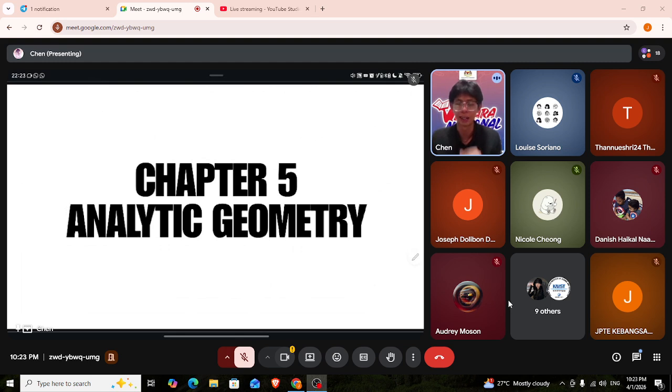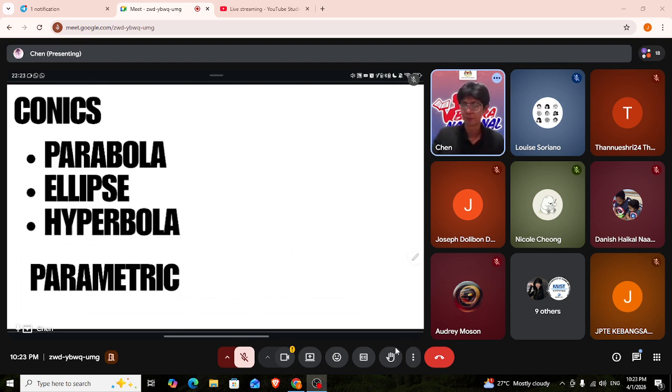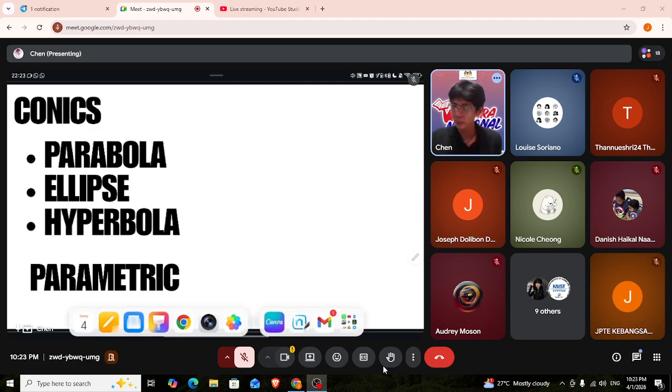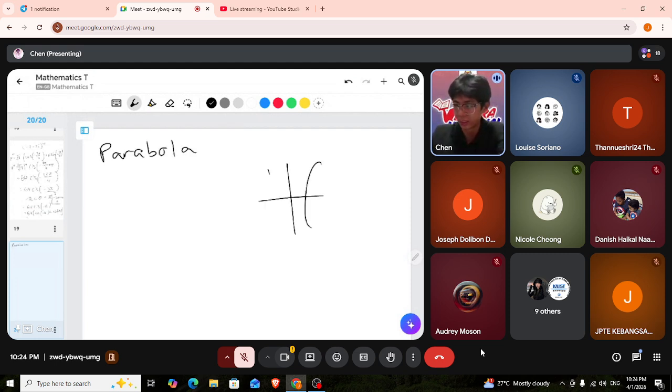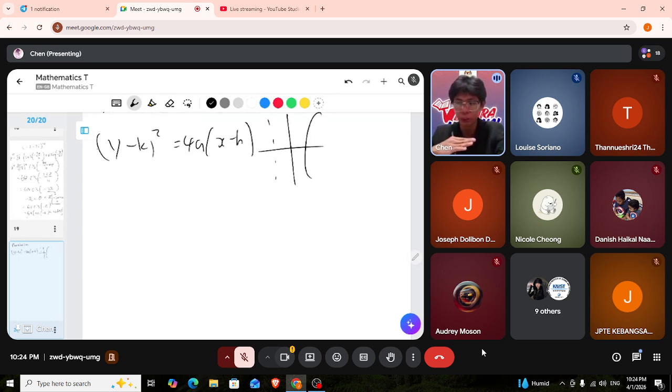Do the questions I have prepared. So, for conics here, basically you just have to remember the equation and you'll be fine with analytical geometry. So we have the parabola. Parabola is basically just this here, and then the directrix here. The equation for this is usually (y - k)^2 = 4a(x - h). Just remember the equation, and then you'll be okay.